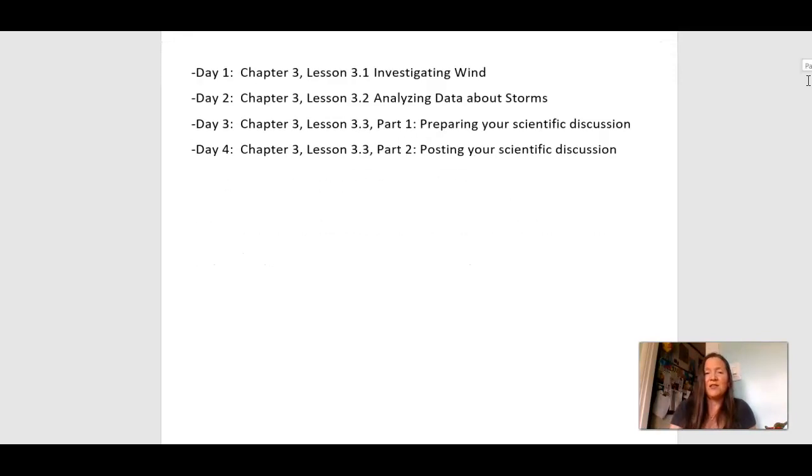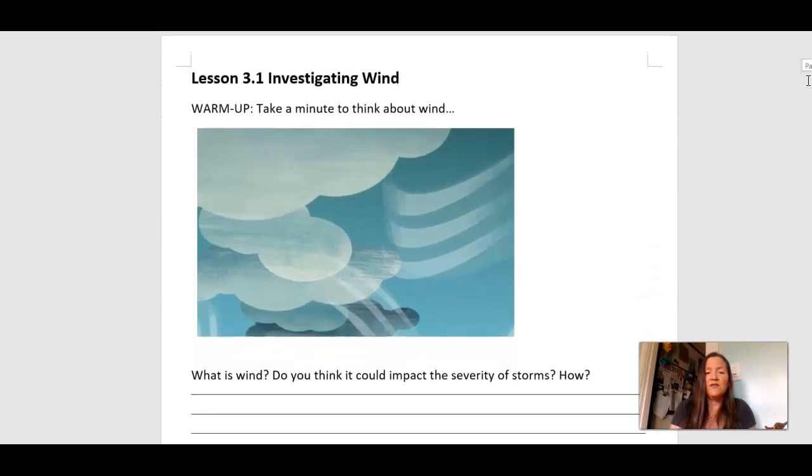Okay, so this first activity for investigating wind, we're going to think about wind. What do we know about wind? What is it? Do we think it could impact the severity of storms? And how? So take a minute, pause the video, write down your thoughts.